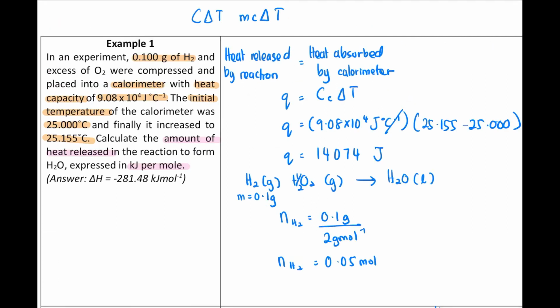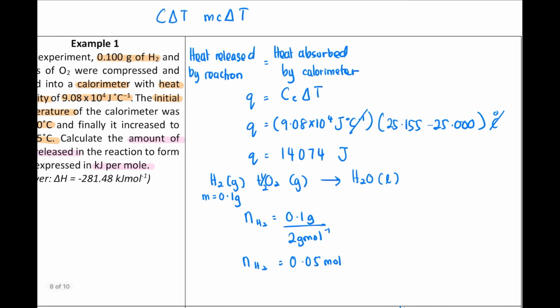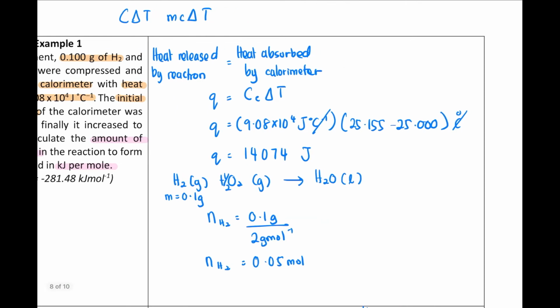Okay, so now we already have the number of mole of hydrogen. So from this number of mole of hydrogen, we need to find number of mole of water. Sebab dekat soalan dia kata calculate the amount of heat release in the reaction to form H2O. So H2O is our reference lah dekat sini. So number of mole of hydrogen is actually the same as number of mole of H2O. Macam mana saya tahu dia sama? Sebab stoichiometric coefficient sini 1, sini 1. So we can say that number of mole of H2O is the same as number of mole of hydrogen gas. Okay, and after that kita boleh calculate lah.